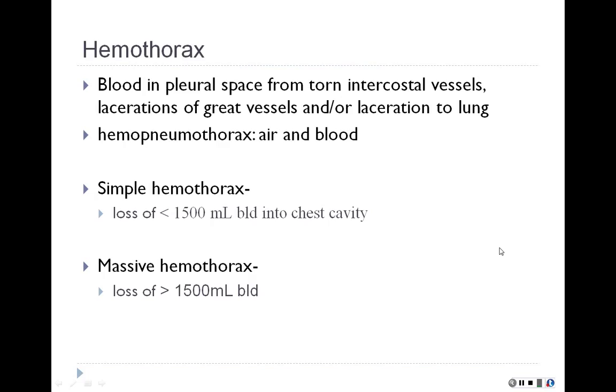Hemothorax we talked briefly about. There'd be blood in there instead of air, and certainly that compromises the patient. A simple one is 1,500 mLs of blood into the chest cavity, and a massive one, I guess, is more than 1,500. Woo, that's a lot of blood. So that's something urgent.